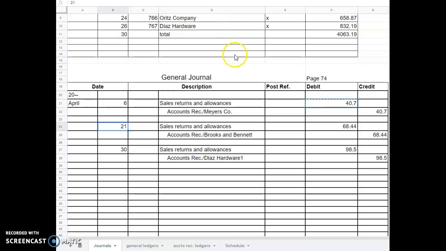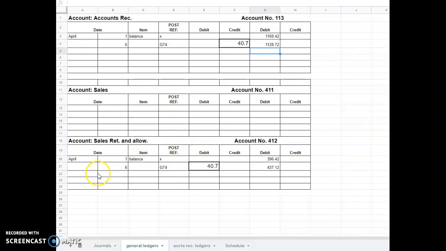All right, so this should move quickly here. Back to our general journal. Okay, we're on the 21st, so we're going to go to our general ledger and find our sales returns and allowances. And we will debit it for the $68.44. So general ledger, sales returns and allowances.